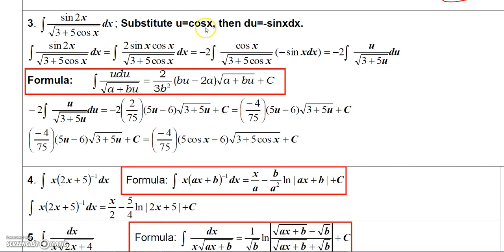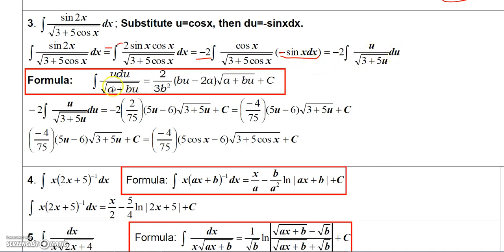But remember, if I let u equal cosine x, du is minus sine x. So I'm going to need to multiply the inside by a negative, so I get minus sine, and then the outside by a negative. Now let me show you what happens here. That gives me a negative on the outside, also pull the 2 out. And over here I put the sine x with the dx and also the negative. So now this minus sine x dx right here is simply du. And now this is u on top over the square root of a constant plus 5u. So now I have minus 2 times the integral of u over the square root of 3 plus 5u du.